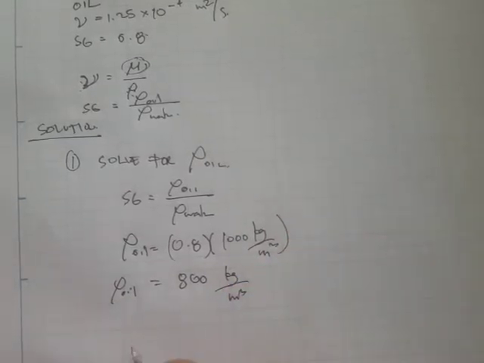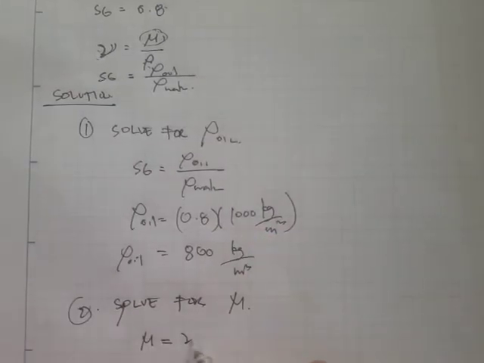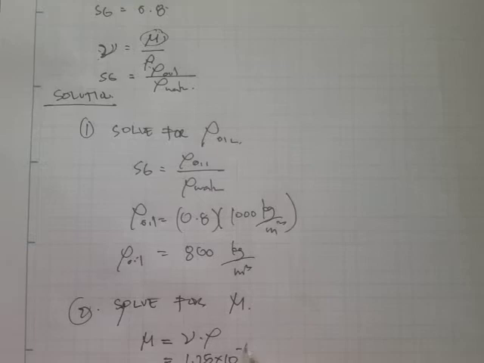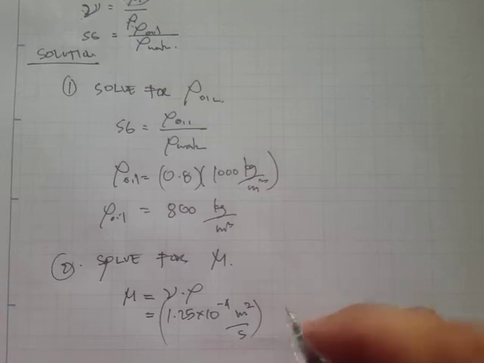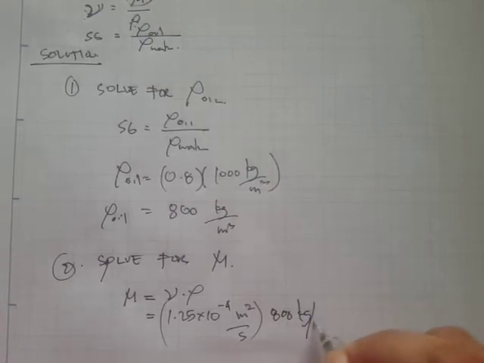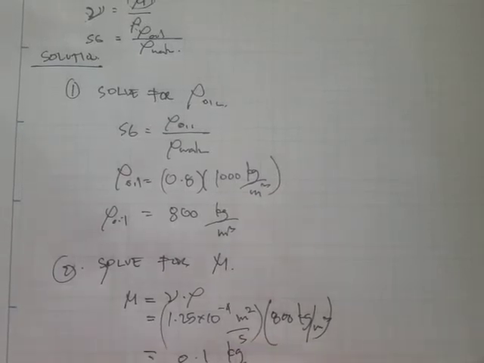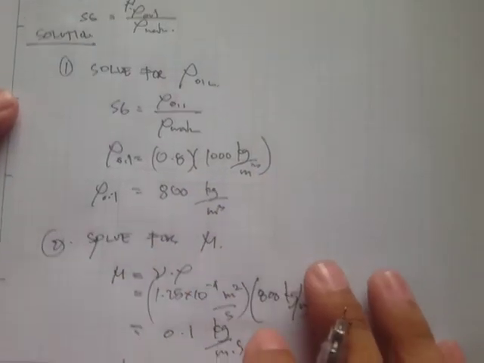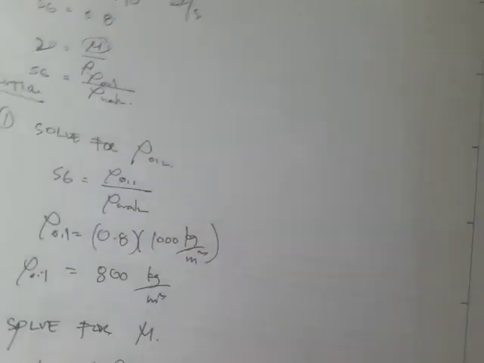Okay, now we'll solve for mu. So our viscosity is just equal to the kinematic viscosity times the density, which is 1.25 times 10 to the negative 4 meters squared per second times the density, 800 kilogram per meter cube, and we get 0.1 kilogram per meter second. Okay, so these are just basic problems regarding fluid properties.